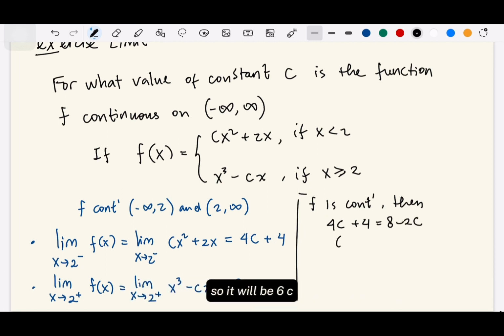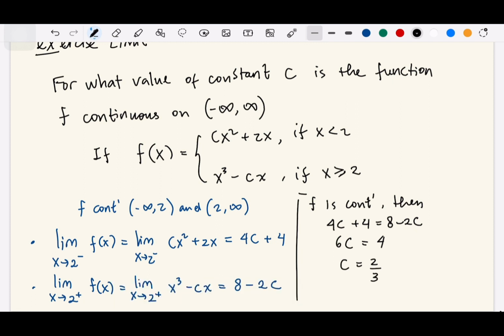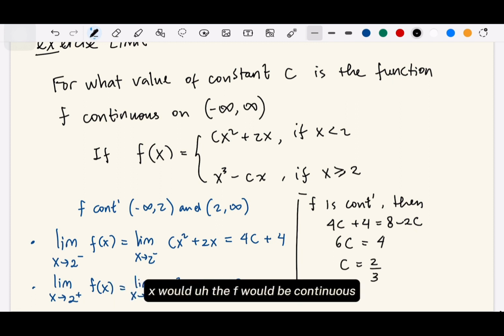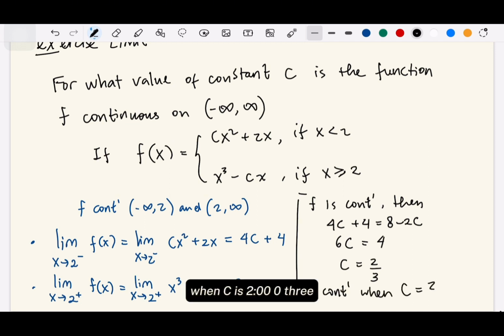So it will be 6c equals 4, or c is equal to 2 over 3. So with this value, 2 over 3, f would be continuous when c is 2/3.